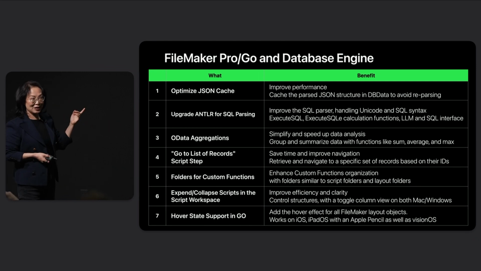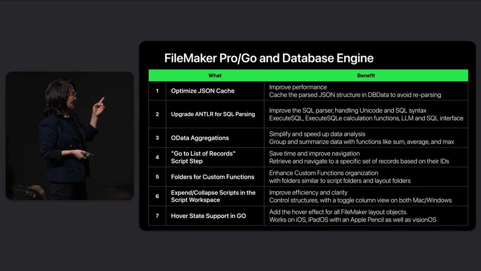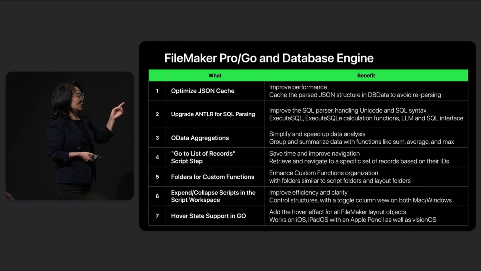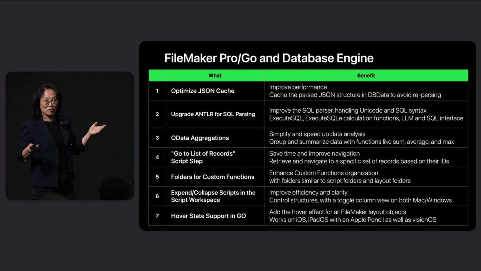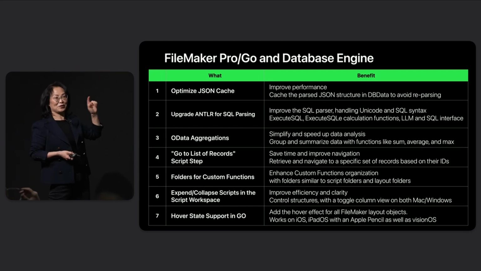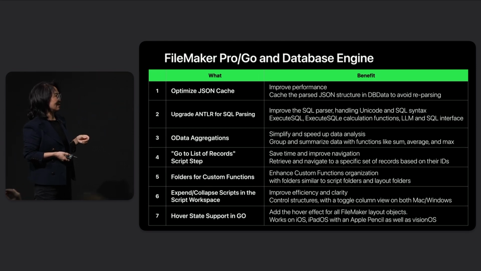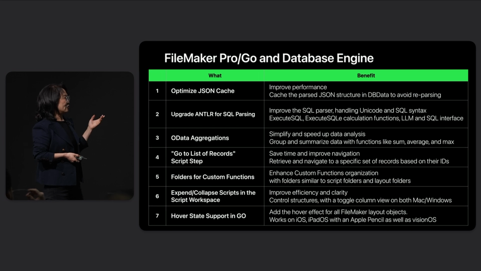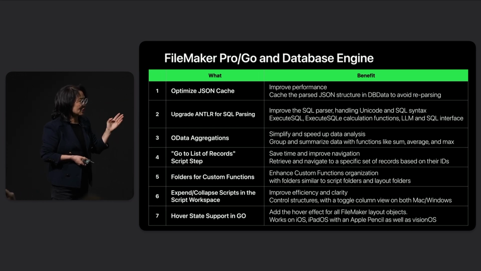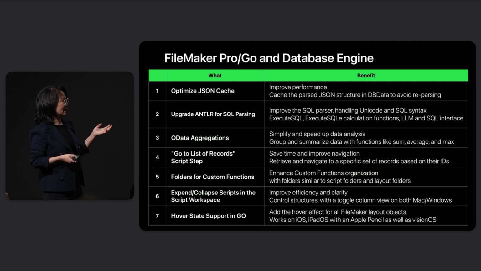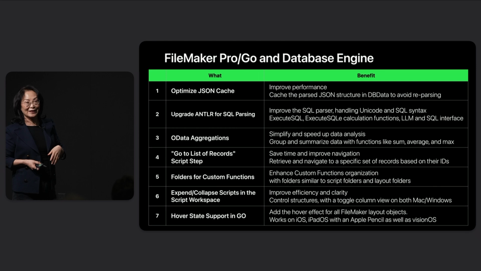We have a brand new script step called Go to List of Records. You can retrieve and navigate to a specific set of records based on their IDs, like the table of contents of a book. You can go to the chapter directly, in this case the record. Folders for custom functions: we enhanced the custom function organization with folders, very similar to the script folders and the layout folders.